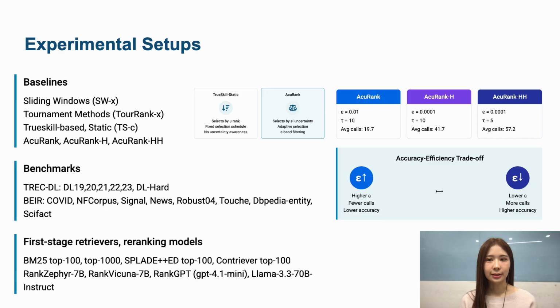We compare against sliding window, denoted as SW-X, tournament sort, and a TrueSkill static baseline across TREC DL 19 till 23 and DL-Hard, and BEIR tasks like TREC-COVID, NFCorpus, Signal, Robust, and SciFact. We pair multiple retrievers like BM25, SPLADE, and Contriever with various LLM re-rankers to test generalizability.